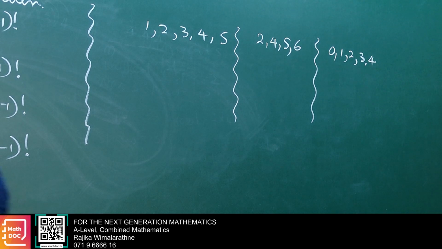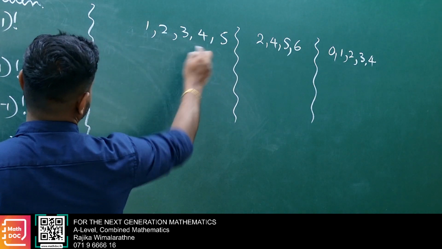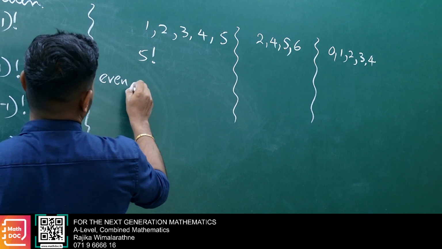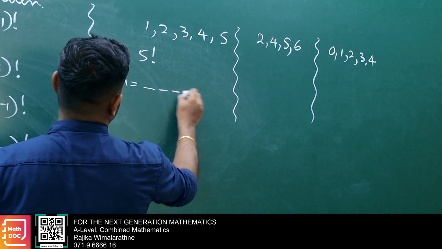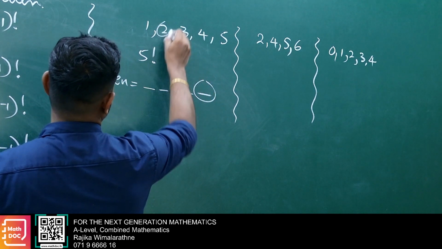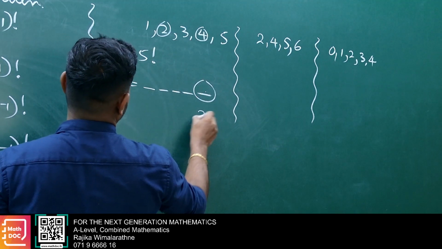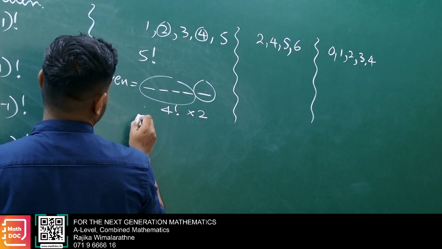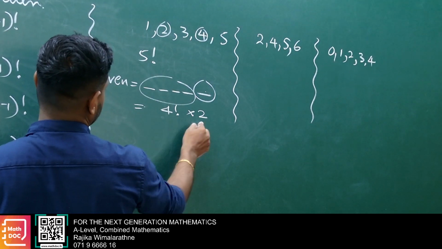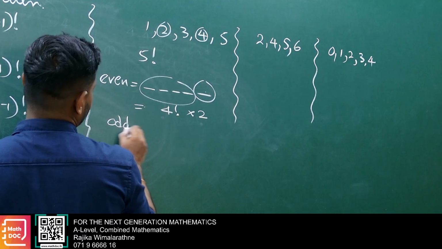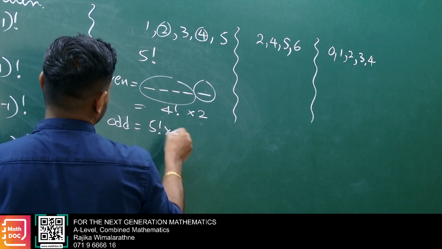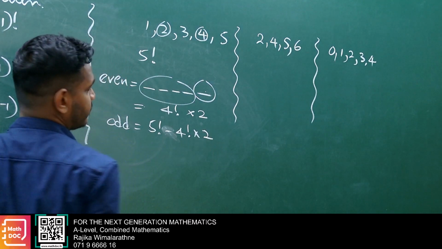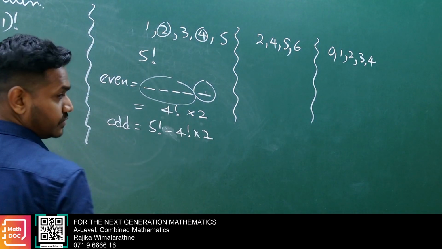Okay, now here 5 digits, total numbers 5 factorial. Then even numbers: 1, 2, 3, 4, 5. Here the last digit must be 2 or 4, no? Here 2 different ways. Then remaining part you arrange 4 factorial ways. So even numbers are 4 factorial times 2. Then odd means balance: 5 factorial minus 4 factorial times 2, no? Here not 2 factorial, it is 2.